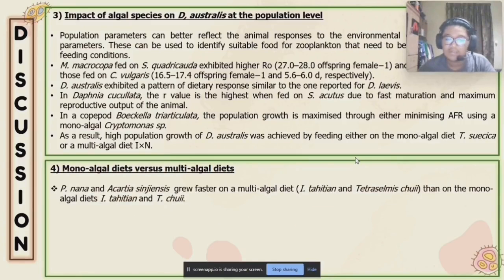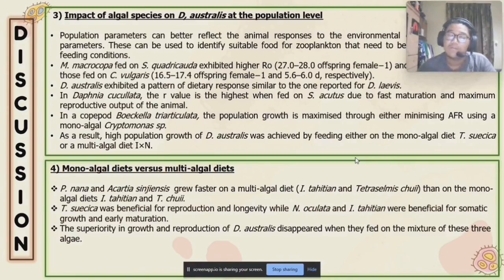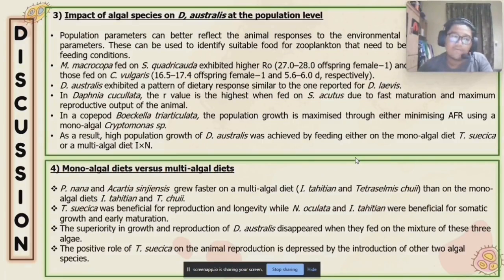Some species grew faster on a multi-algae diet, which is I. tahitian and Tetraselmis chui, than on the monoalgae diet. T. suecica was beneficial for reproduction and longevity, while N. oculata and I. tahitian were beneficial for somatic growth and early maturation. The superiority in growth and reproduction of D. australis disappeared when they were fed on the mixture of these three algae. And the last one is the positive role of T. suecica on animal reproduction is depressed by the introduction of the other two algae species, which are N. oculata and I. tahitian.